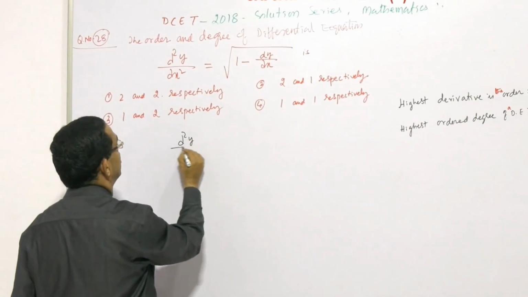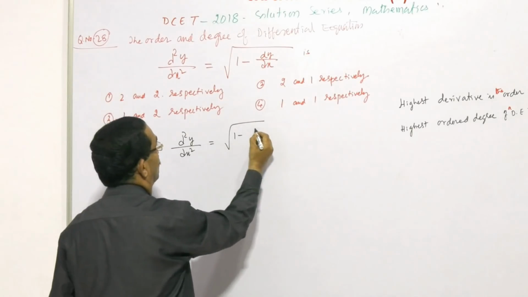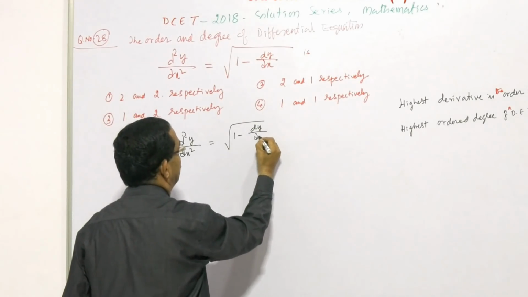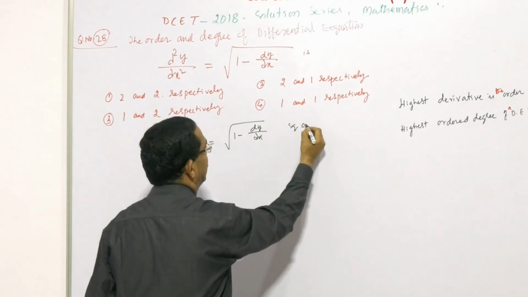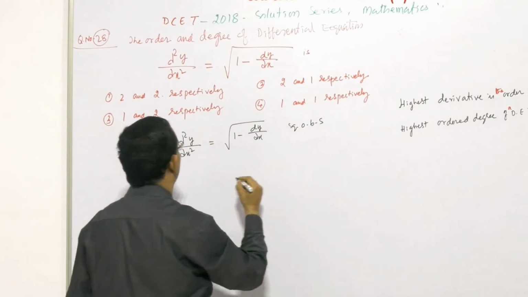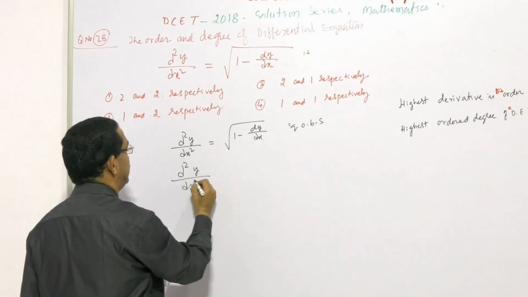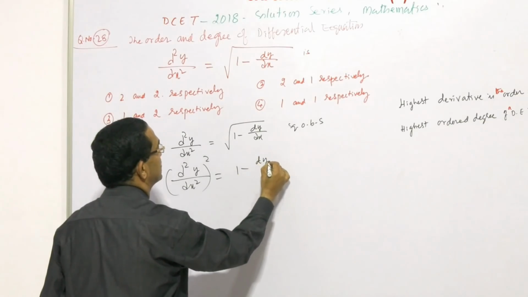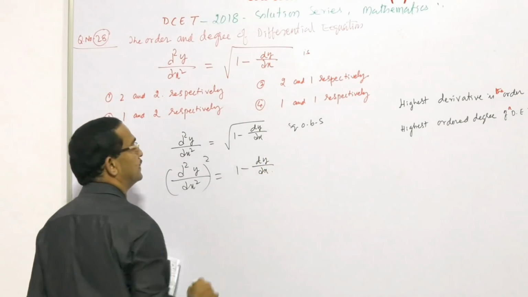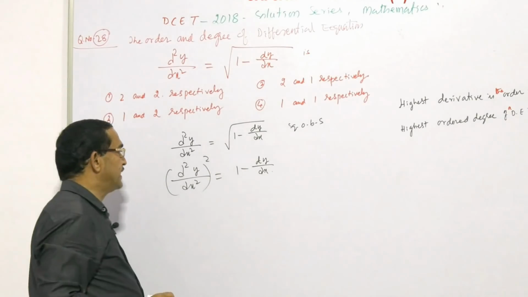d squared y by dx squared is equal to square root of 1 minus dy by dx. Since there is a square root term, I am squaring on both sides. After squaring, I get (d squared y by dx squared) whole squared is equal to 1 minus dy by dx, because by squaring on both sides, the square and square root get cancelled.